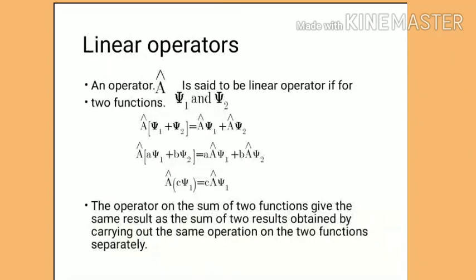Now let us discuss the types of operator. First of all, linear operators. An operator A cap is said to be a linear operator if, for two functions psi1 and psi2, and we apply A cap operator on the sum of these two functions, we get results.